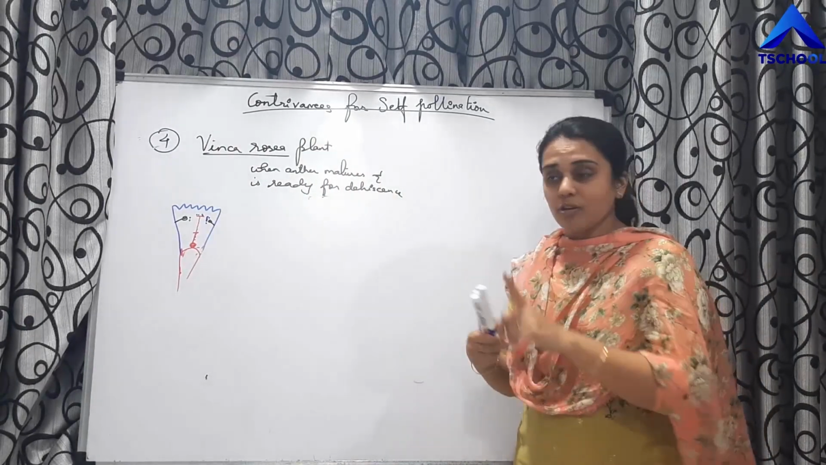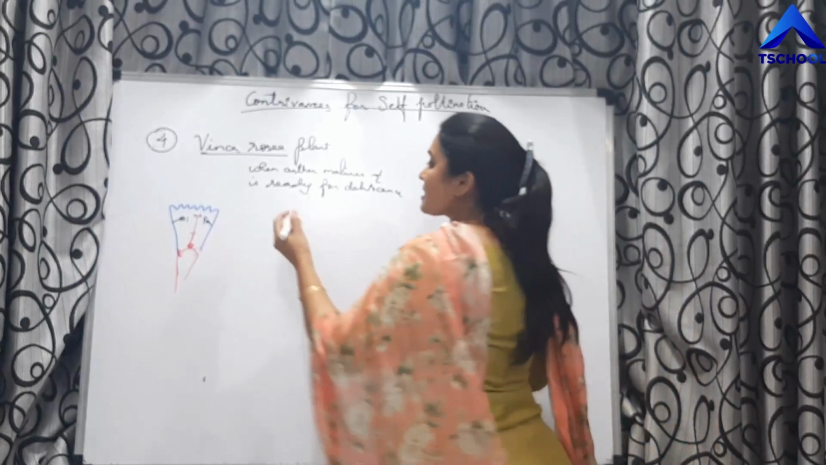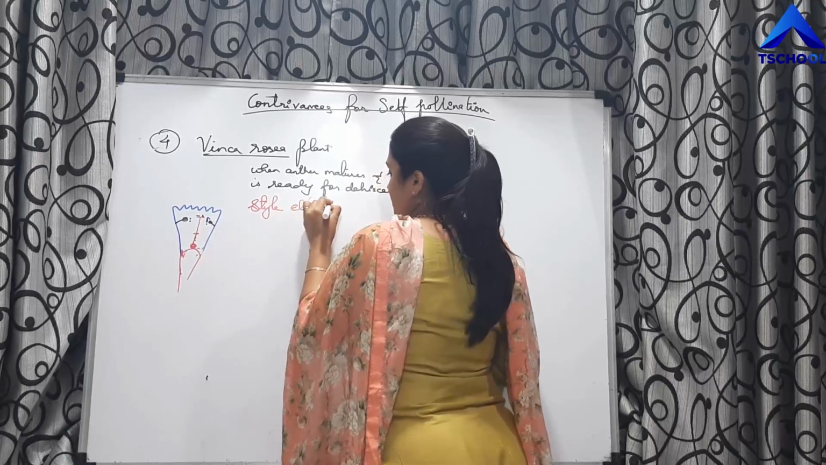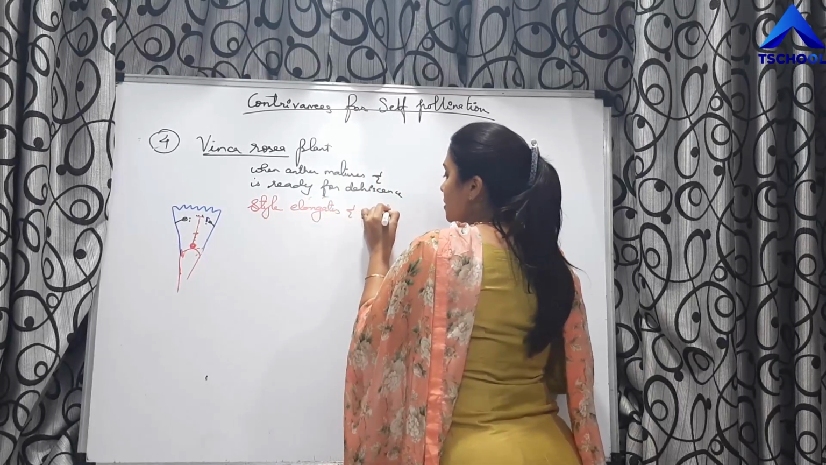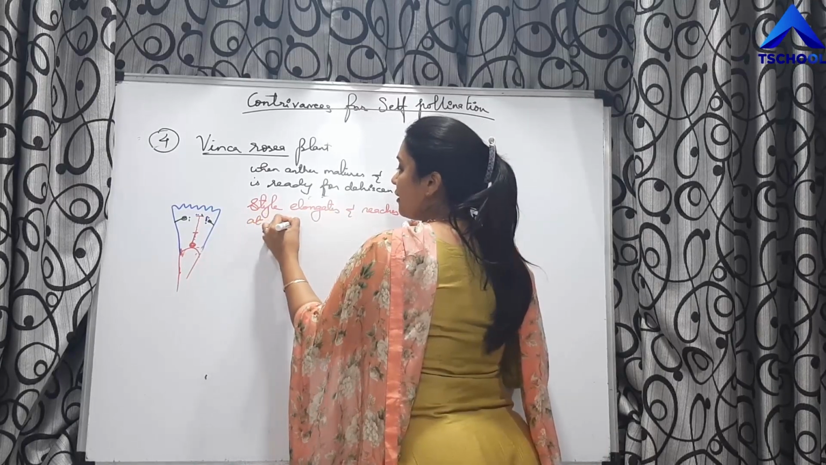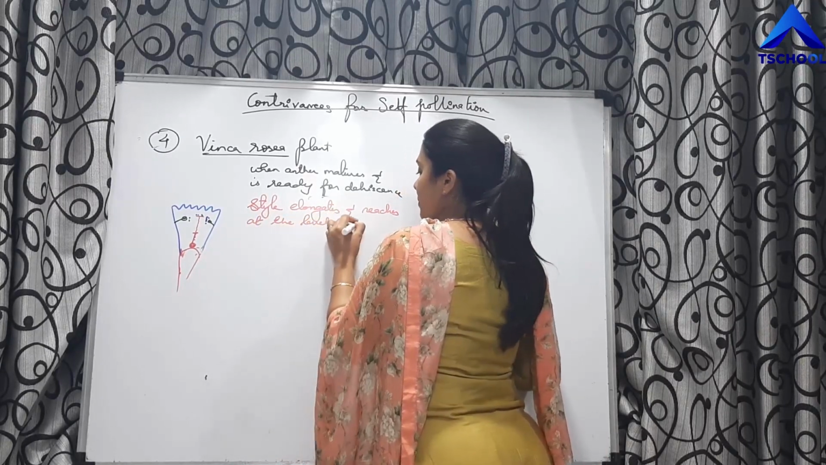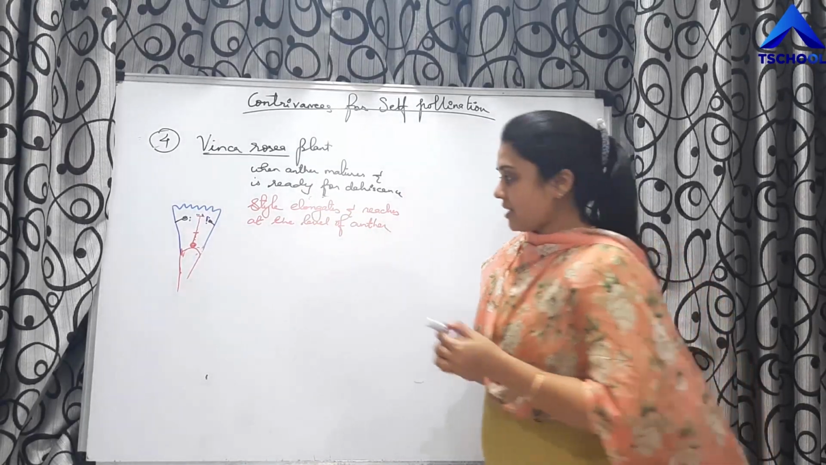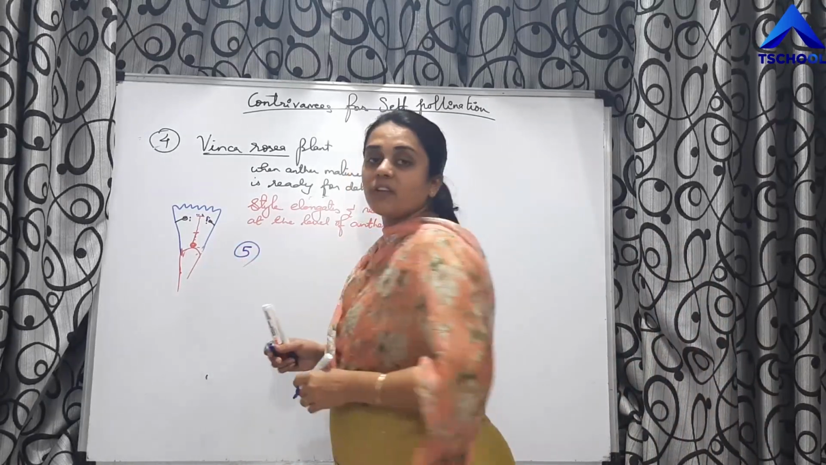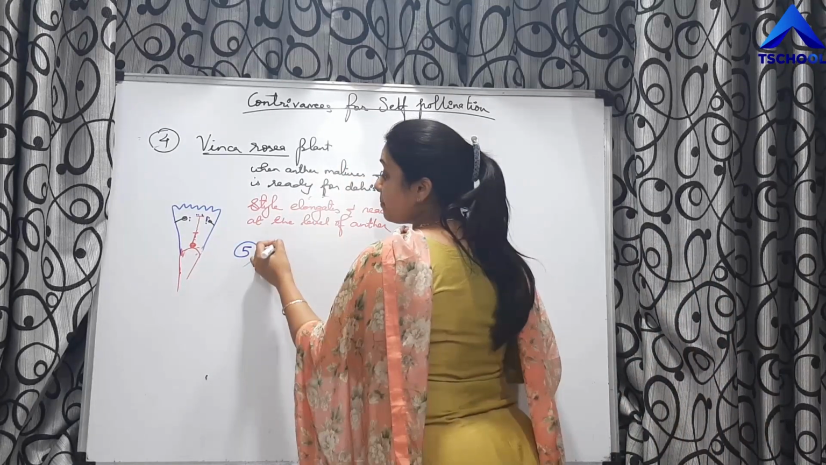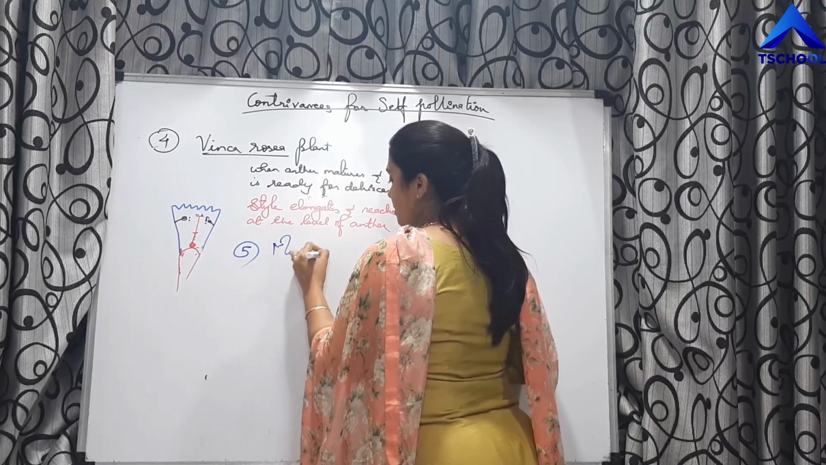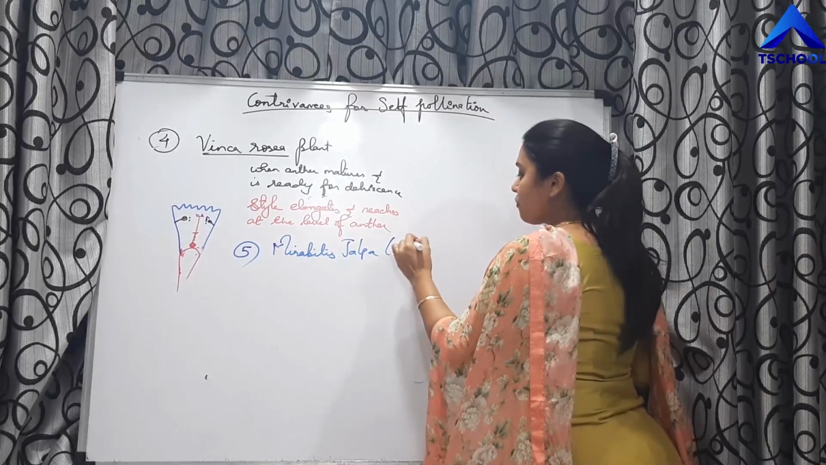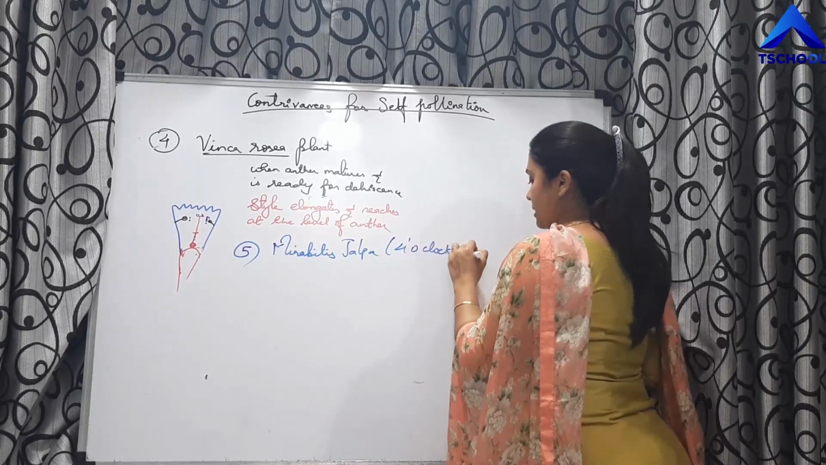So when the anther matures and is ready for dehiscence, the style elongates and reaches the level of the anther. That happens in Vinca rosea plant. Then one more adaptation is seen in Mirabilis jalapa. It is also called the 4 o'clock plant.